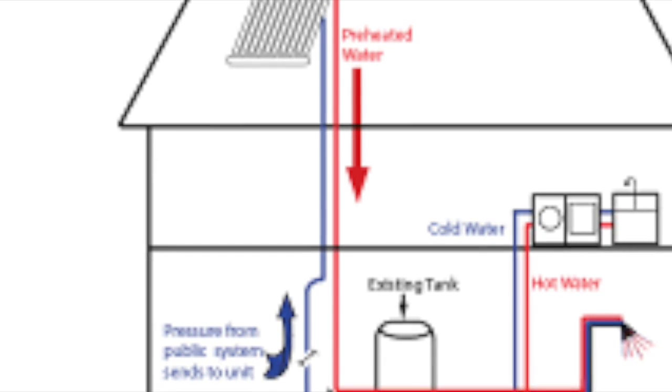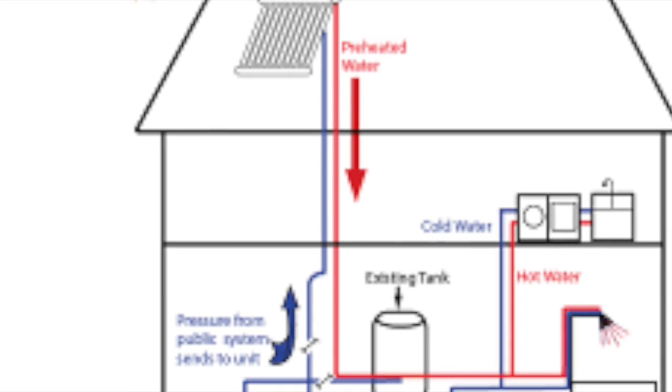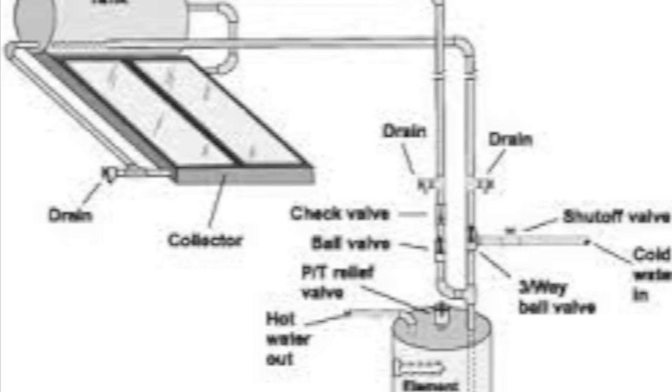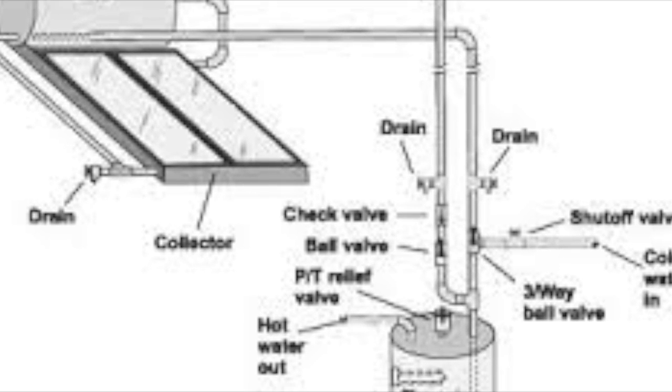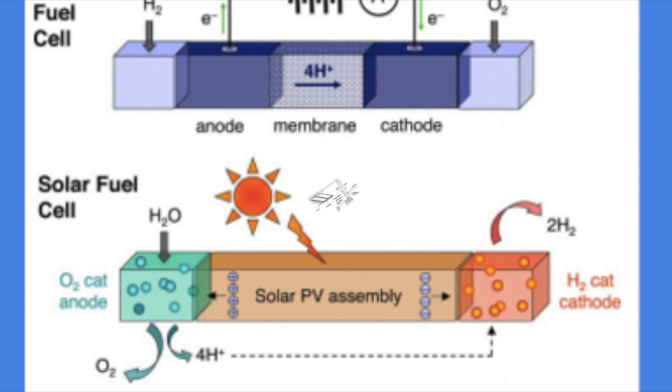Solar water heaters use solar energy to generate heat that can be used to heat water for showering, space heating, and industrial processes. The energy heats the fluid in the solar collectors, which then passes through a heat exchanger in the storage tank, transferring the heat to the water.